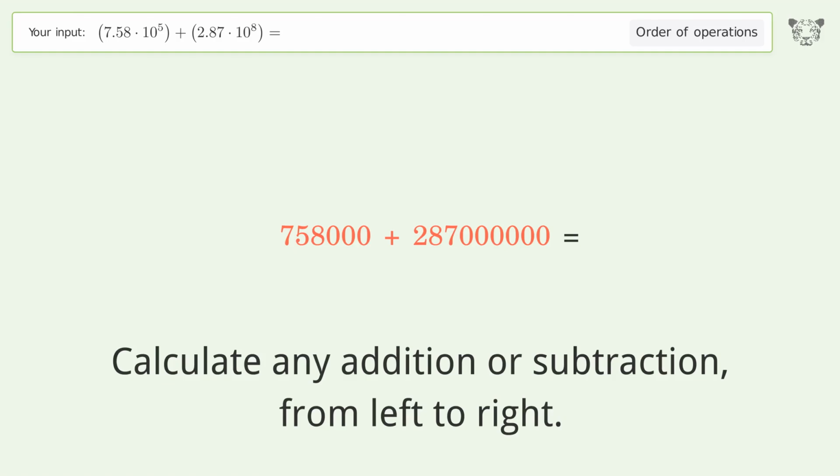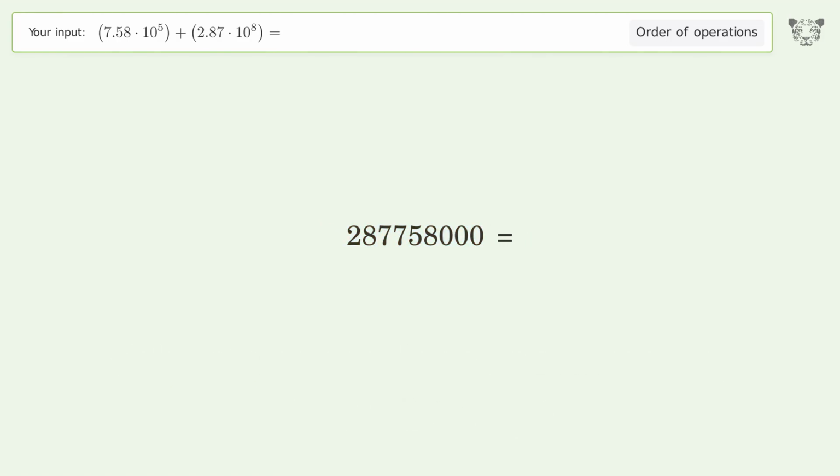758,000 plus 287,000 equals 287,758, and so the final result is 287,758,000.